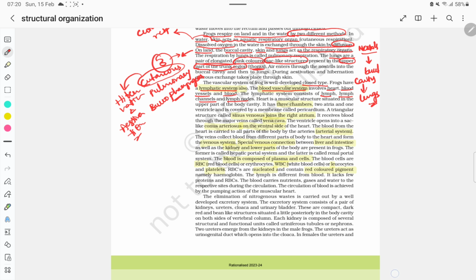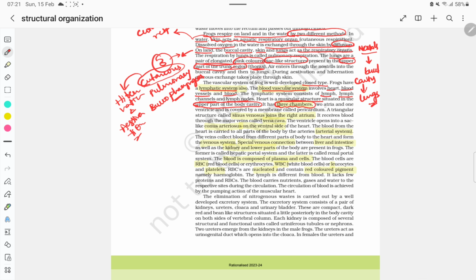And coming to the heart part, it is a muscular structure, situated in the upper part of the body cavity. Lungs are situated upper part of the thoracic region. Heart is situated upper part of the body cavity, all at the same place. It has three chambers. Three-chambered heart is present in the amphibians and reptiles, most of the reptiles except crocodiles and alligators.